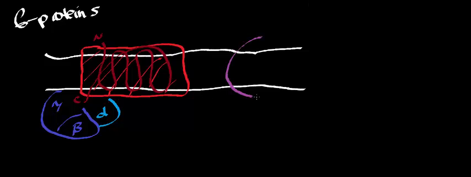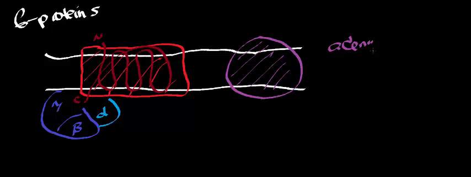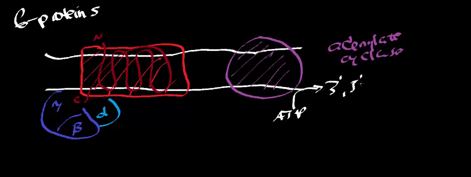Now over here, let me do this in purple. We have another enzyme, and this enzyme is called adenylate cyclase. What this enzyme effectively does is it takes an ATP molecule and turns it into 3',5' cyclic AMP, and of course there's a loss of pyrophosphate in the reaction.